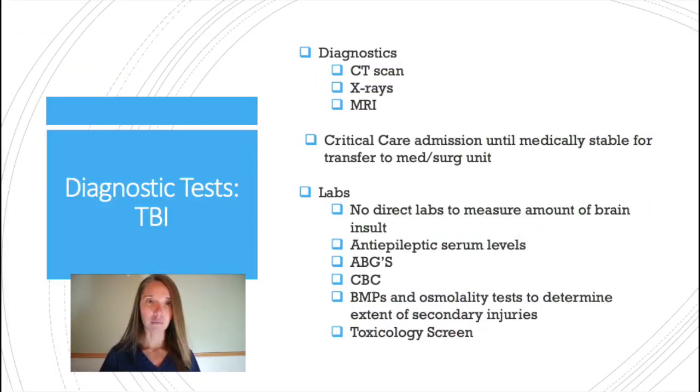So our diagnostic tests, we will take them for a CT scan. Usually a stat head CT is done on arrival. We can also do x-rays, and that will evaluate for any type of fractures in our skull. We can then follow up with an MRI, which typically takes a little bit longer to perform than a CT. And that will give us more detail about that brain and what parts of the brain are damaged. If there has been decreased blood flow to a certain area of the brain, the MRI will show us if there's been an infarction.